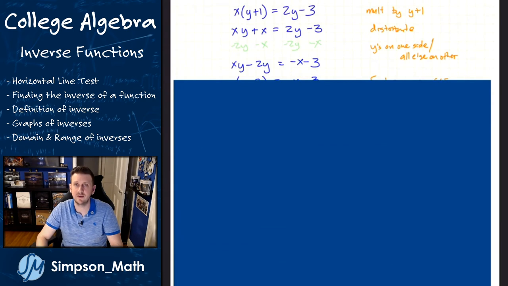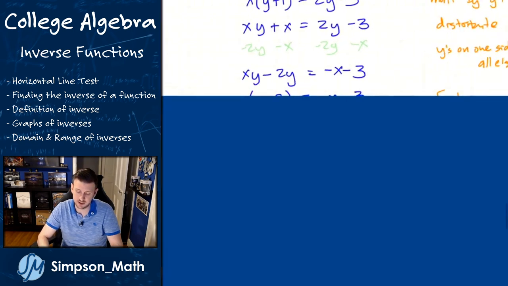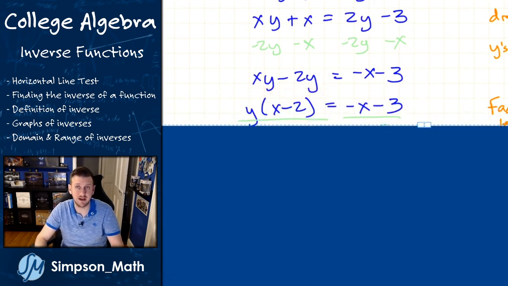Okay, so now that we have that, I still have two separate y's, but you know how to factor by GCF, don't you? What's the GCF of these two things? A y. So factor out a y. Now I have just a single y.